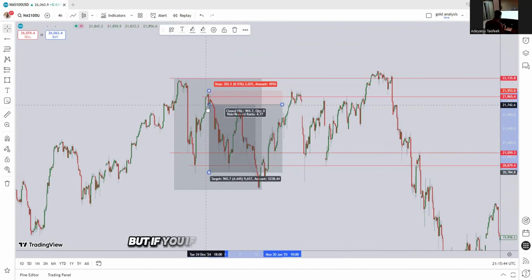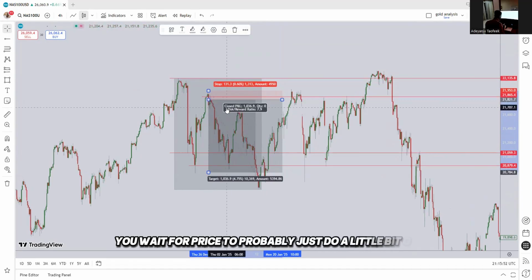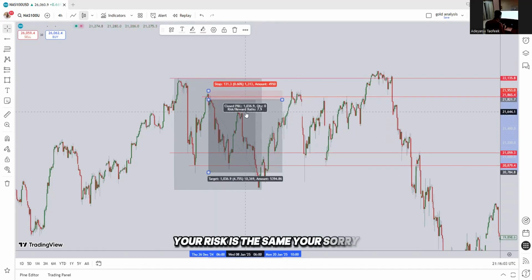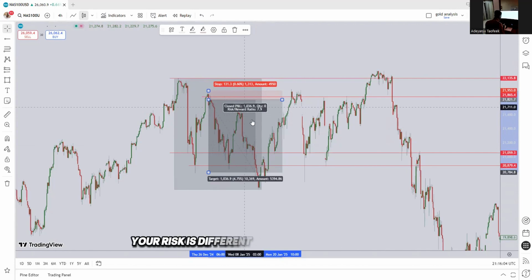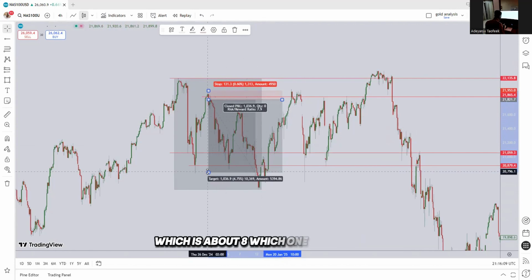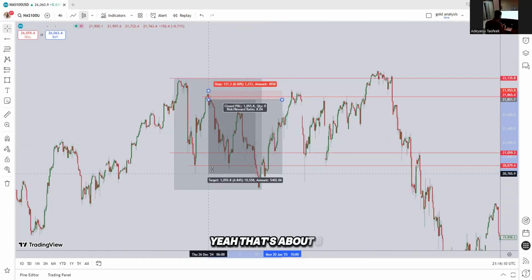But if you're not really aggressive like me, and you're someone who's patient, you wait for price to ease a little into the middle of that level, that's very engulfing. Your risk is different, sorry, and you make more reward, which is about 8 to 1, right? Sorry, yeah, that's about 8 to 1.